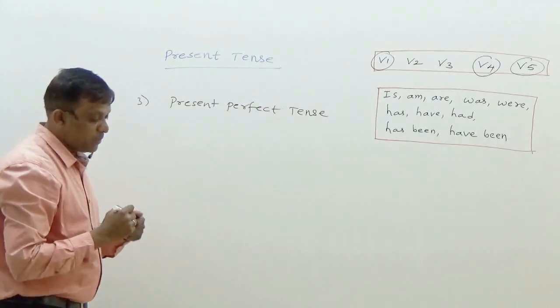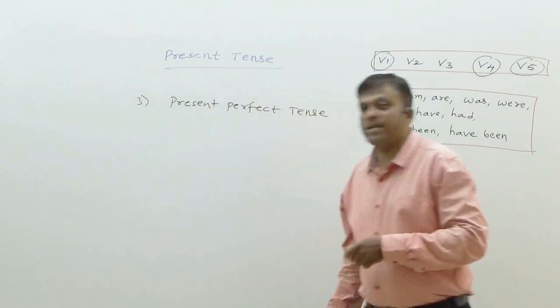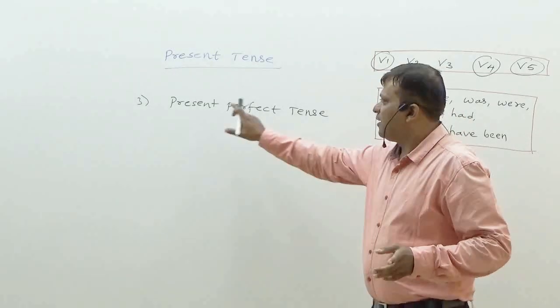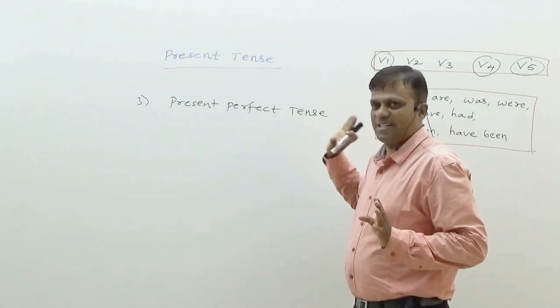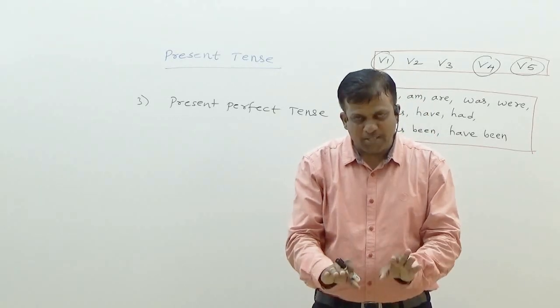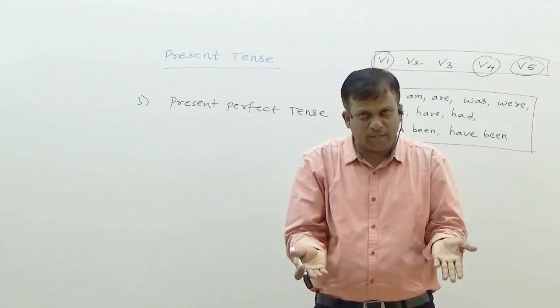The first one was simple present, second one was present continuous, and the third one is present perfect tense. Meaning is very clear here. See, present perfect. What is present perfect? Action at present is over. Very simple. Action at present is over.